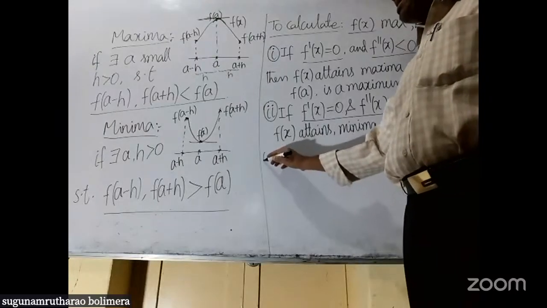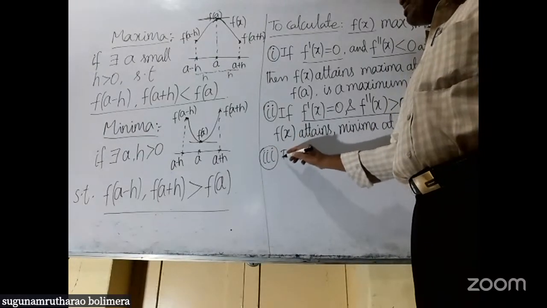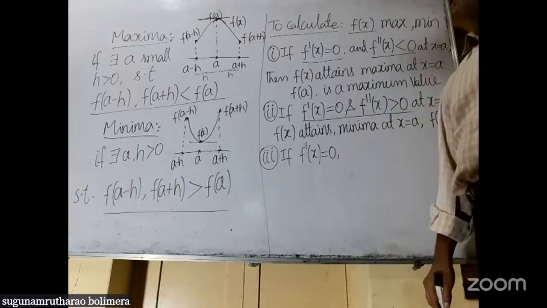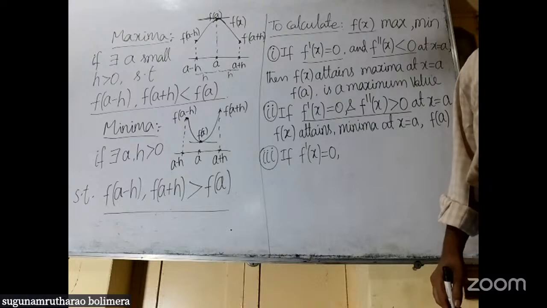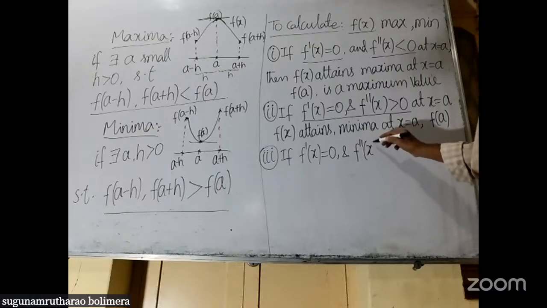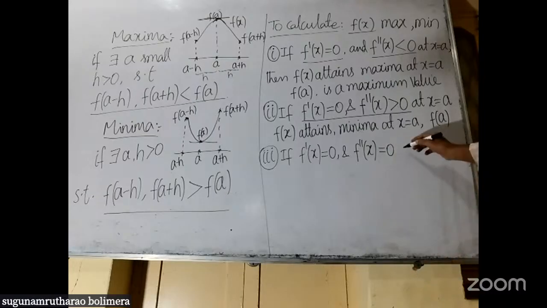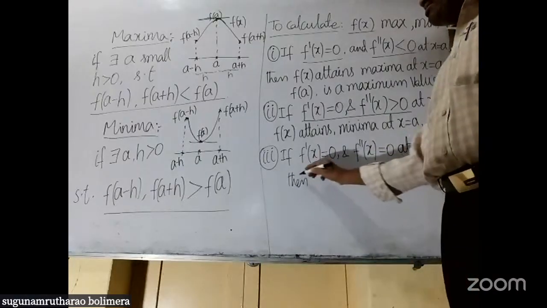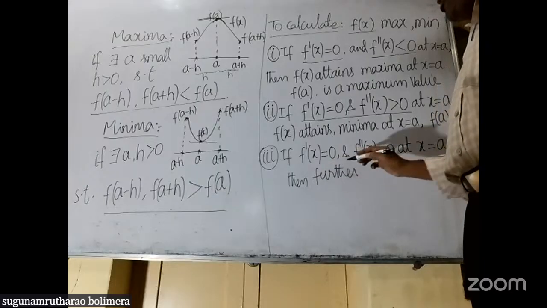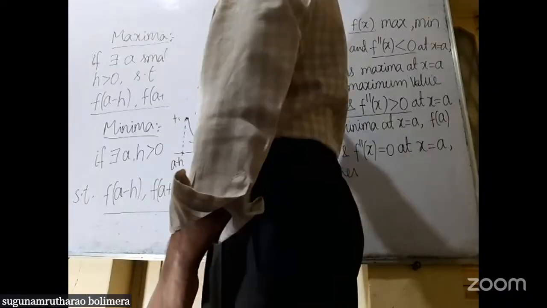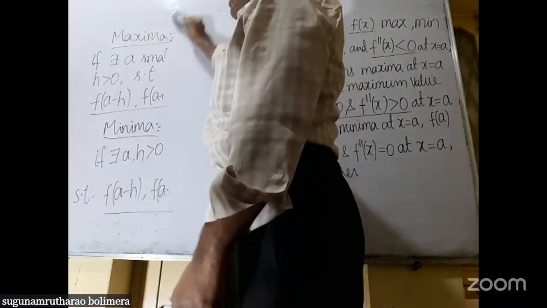Even if the second derivative is also 0, what will you do? If f dash of x equals 0 and f double dash of x equals 0 at x equals a, then further investigation is required.